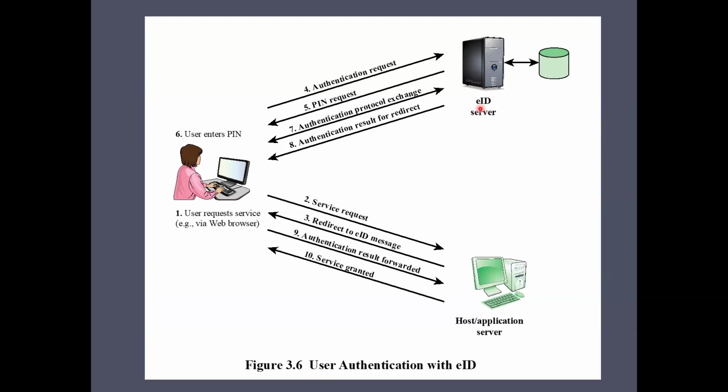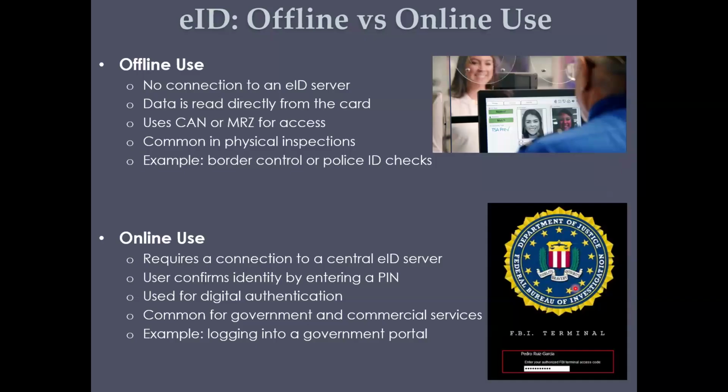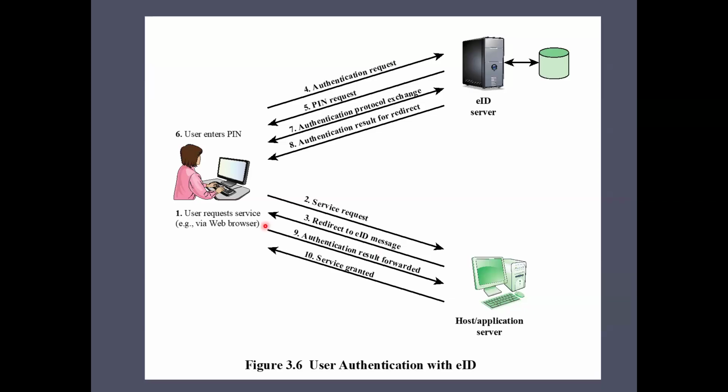So we have the EID server, and we have the host or application. The host or application could be something like an FBI terminal. And we have a user, and that user has credentials. We talked about how users initially gain credentials in the beginning portion of chapter 3: they register and they get a token. Those tokens are their credentials that will be used, whether physical or digital.